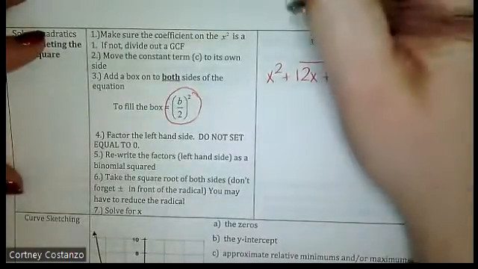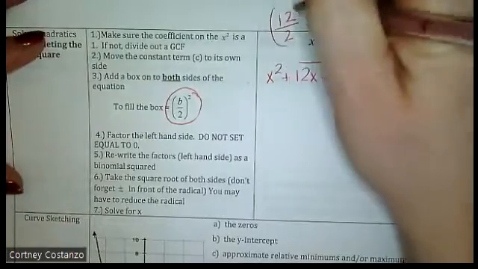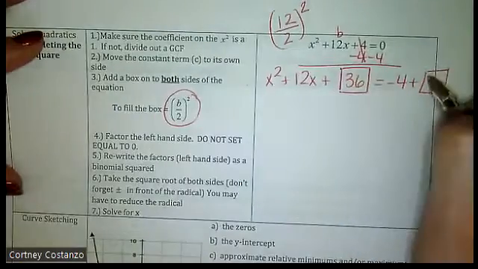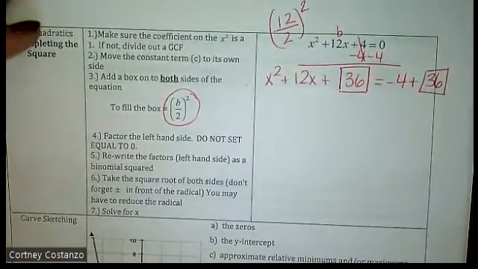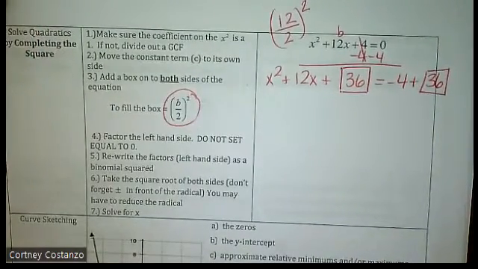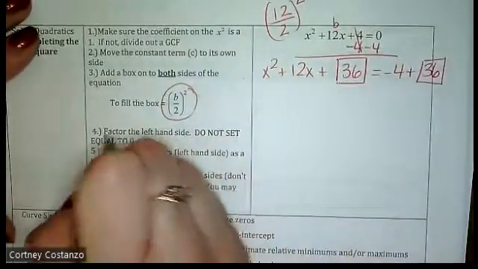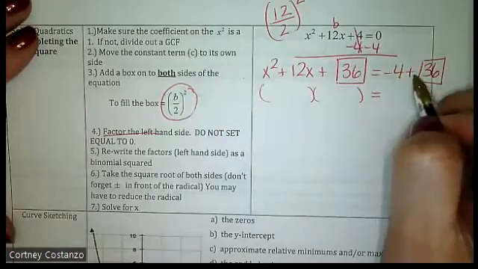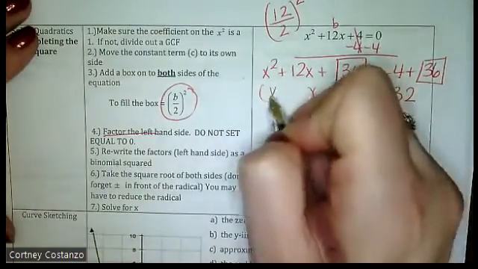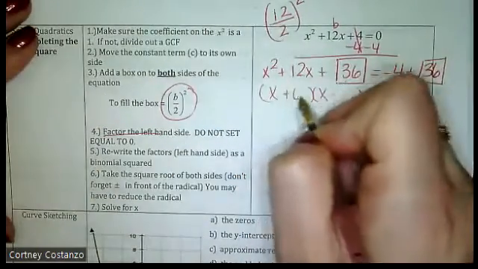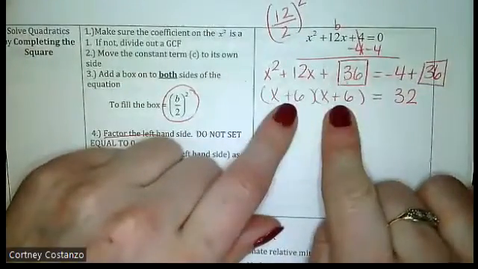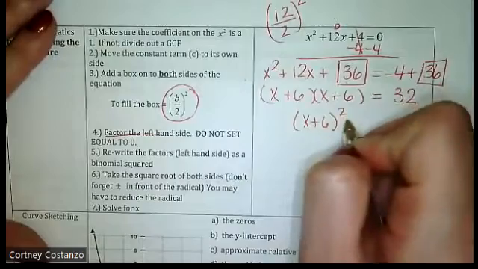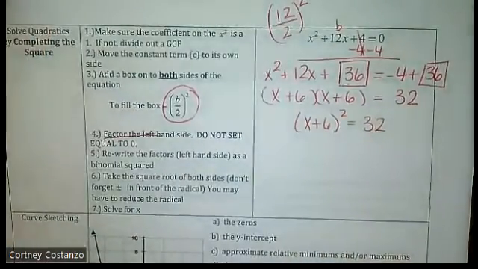So if we take the middle number, cut it in half, and then square it: 12 cut in half is 6, 6 squared is 36. So I'm going to be putting a 36 on both sides of our equation. You do not want to get this one equal to 0. What you want to do is factor the left-hand side and then add up the right-hand side. So -4 plus 36 is 32. Factors that multiply to 36 and add to 12 would be 6 and 6. These two factors should be the same because the whole point is to create a perfect square with them. I can write them as a single factor squared.